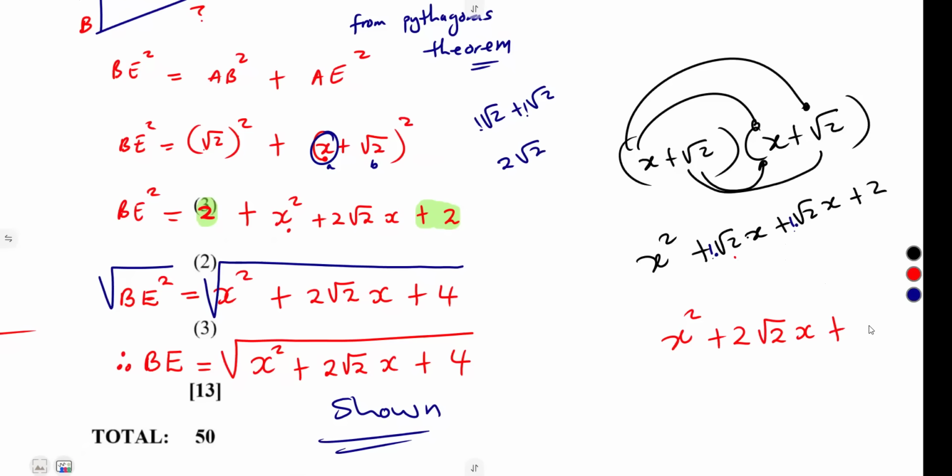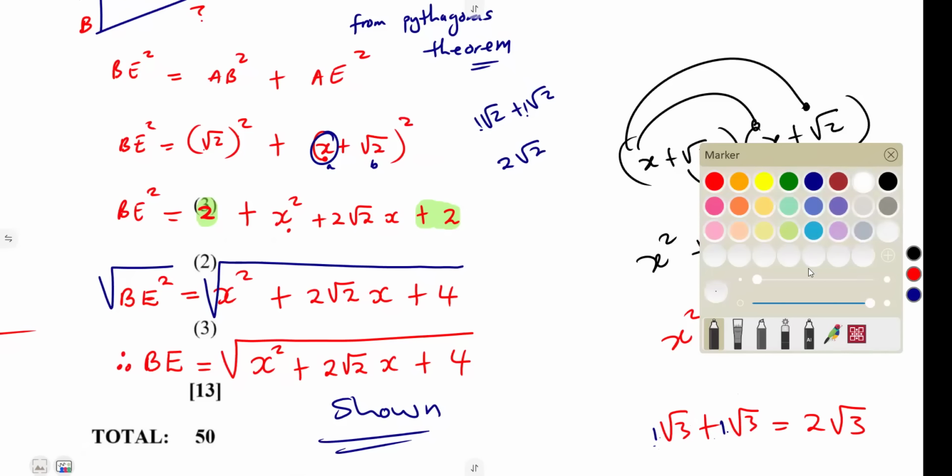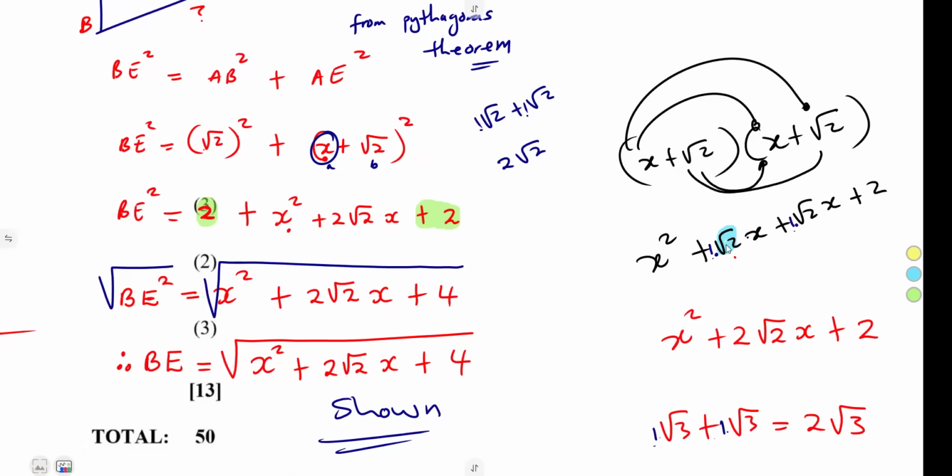That's how you add. Please be very careful when adding those numbers under the square root. Square root of 3 plus the square root of 3 is equal to 2 square root of 3. You add the coefficients. There's a 1 here, there's a 1. So 1 plus 1, that's a 2. The square root remains as it is, just like x. So the square root of 2 and x do not change. What you focus on are the coefficients. This 1 and this 1, you add them. 1 plus 1, that's a 2.